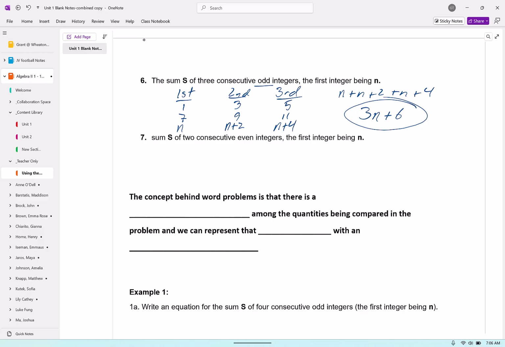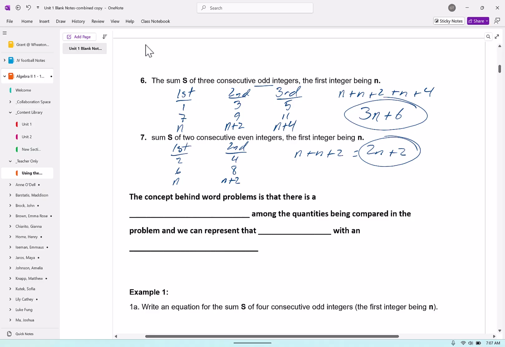All right, the sum asks of 2 consecutive even integers. So similarly, we have 2 integers. If this was 2, that would be 4. If this was 6, that could be 8. Again, these could be any numbers. I'm just giving you some examples. And then if it was n, this is simply n plus 2. So I got n plus n plus 2, which gives me 2n plus 2.